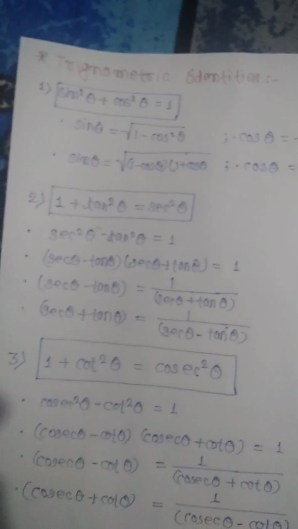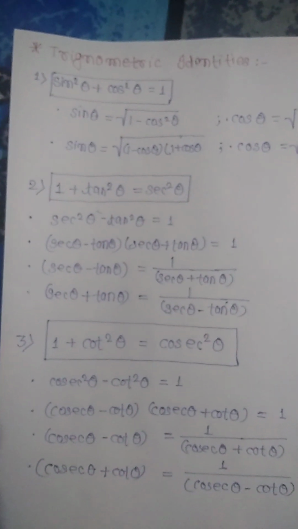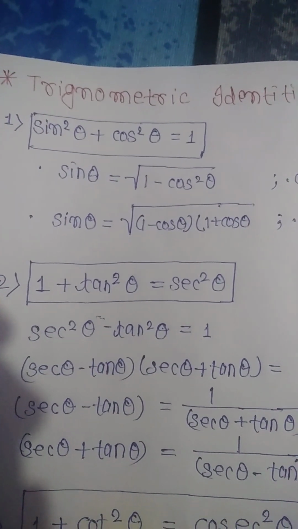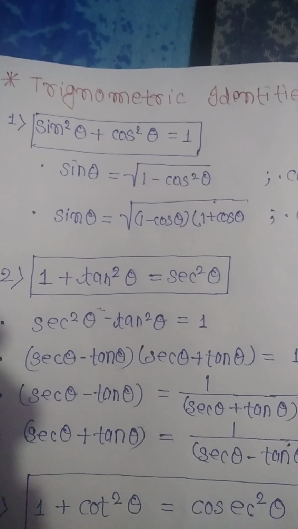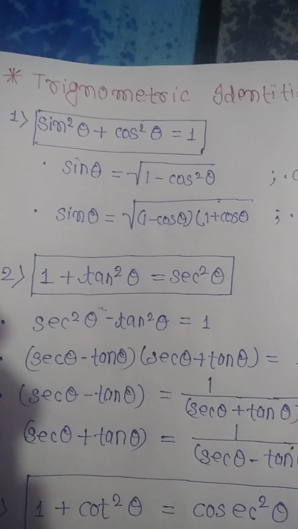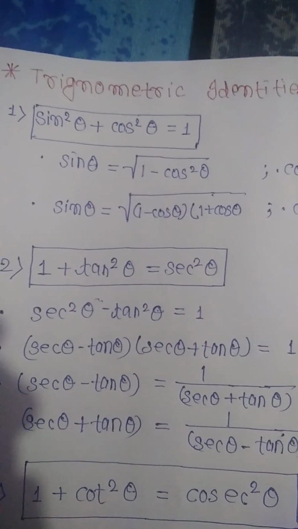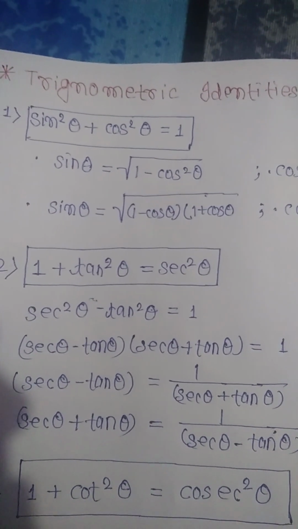So next we have trigonometric identities. We will go with three important trigonometric identities. First is sine square theta plus cos square theta equals 1. Everyone remembers this formula, but we need to know what is the use of this formula. So here we will transform this formula into some simpler structures.